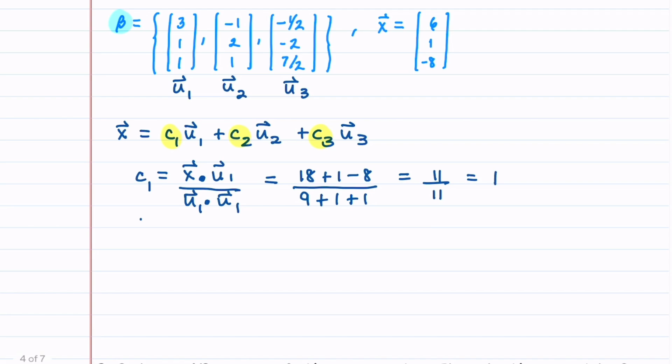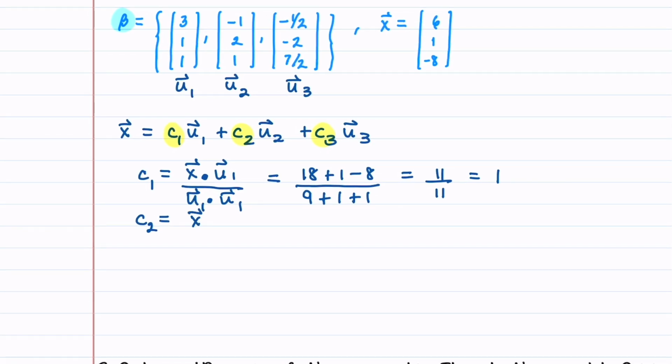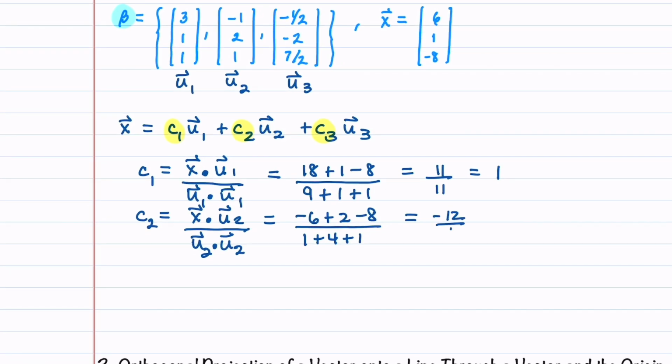Now let's find C2. C2 is going to be a very similar formula, except X is going to be dotted with U2. And then in the denominator, we have U2 dotted with U2. Looking up above, x dotted with u2 is going to be minus 6 plus 2 minus 8. And then u2 dotted with itself is going to be 1 plus 4 plus 1. And this is going to be equal to minus 12 divided by 6, which is minus 2.